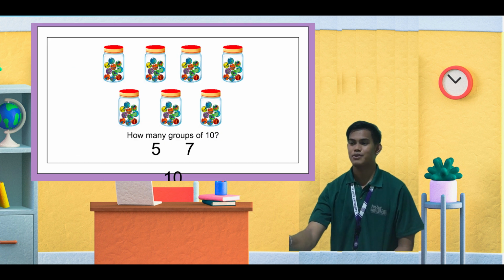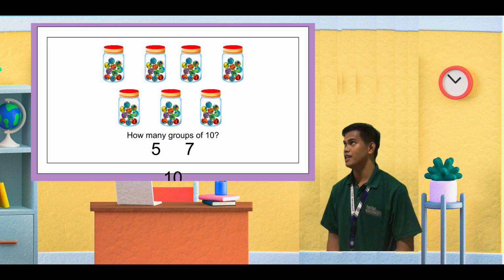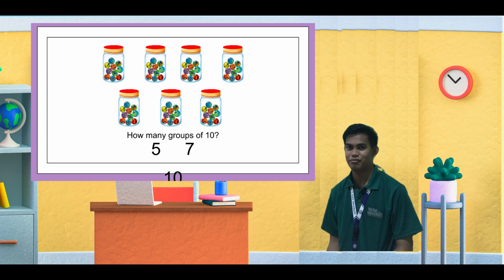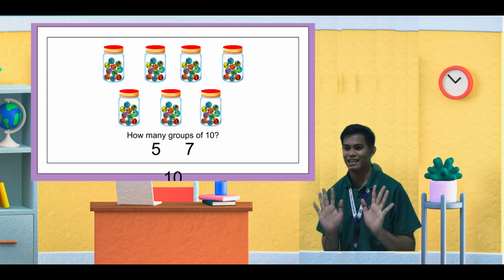So let's also proceed to skip count by 10. So we have here a jar of marbles. So there are 1, 2, 3, 4, 5, 6, 7. So there are 7 jars of marbles. So how many groups of 10 are there? Right, very good. There are 7 groups of marbles here using the skip count by 10s.